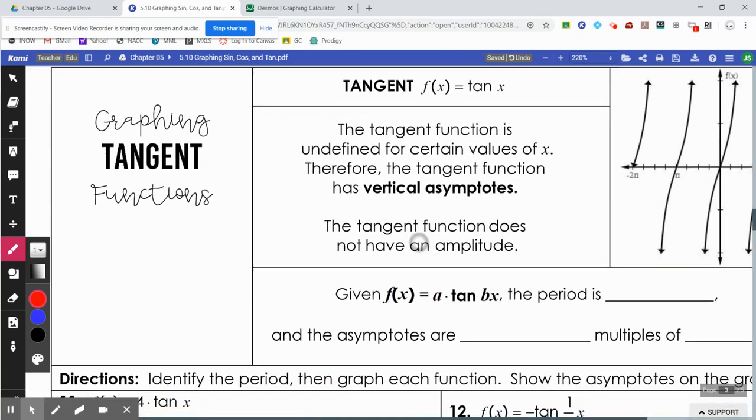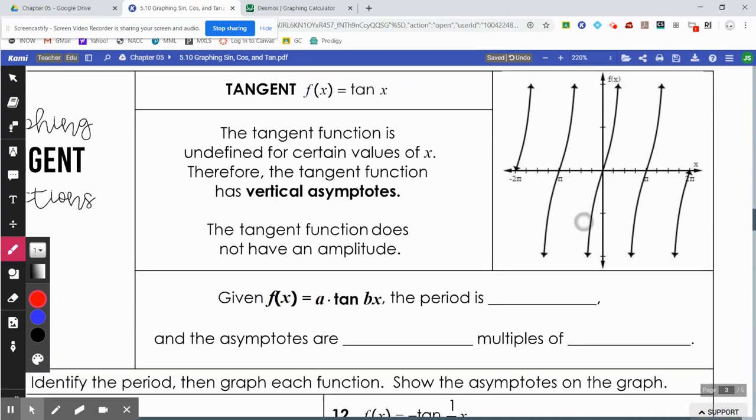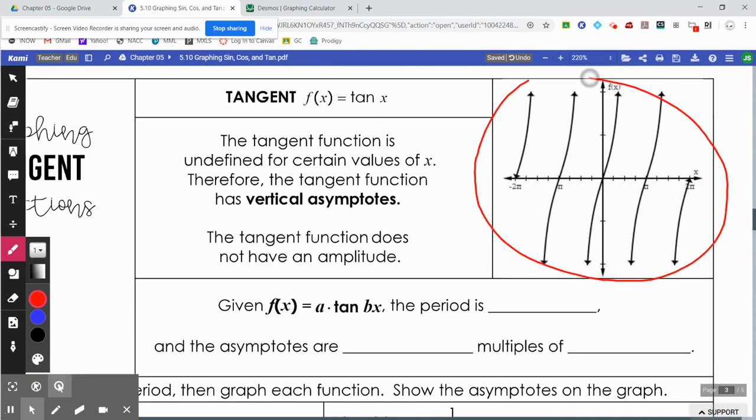Next up, let's take a look at the graph of a tangent function. And you can see the parent function over here and kind of see what it's going to look like. The tangent function is undefined, however. You will have vertical asymptote lines. It's undefined for certain values of x. Therefore, the tangent function has vertical asymptotes.